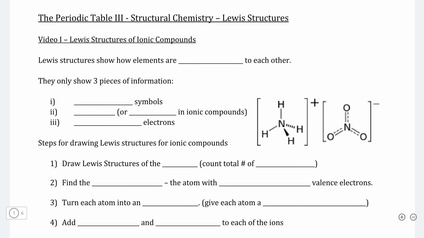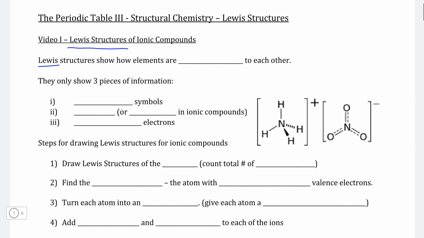In this three-part video series, we're going to review the process of drawing Lewis structures of both ionic and covalent compounds, as well as expand upon your knowledge from Science 10 by showing how electronegativity can be used in order to determine what type of bonding exists within the compound.